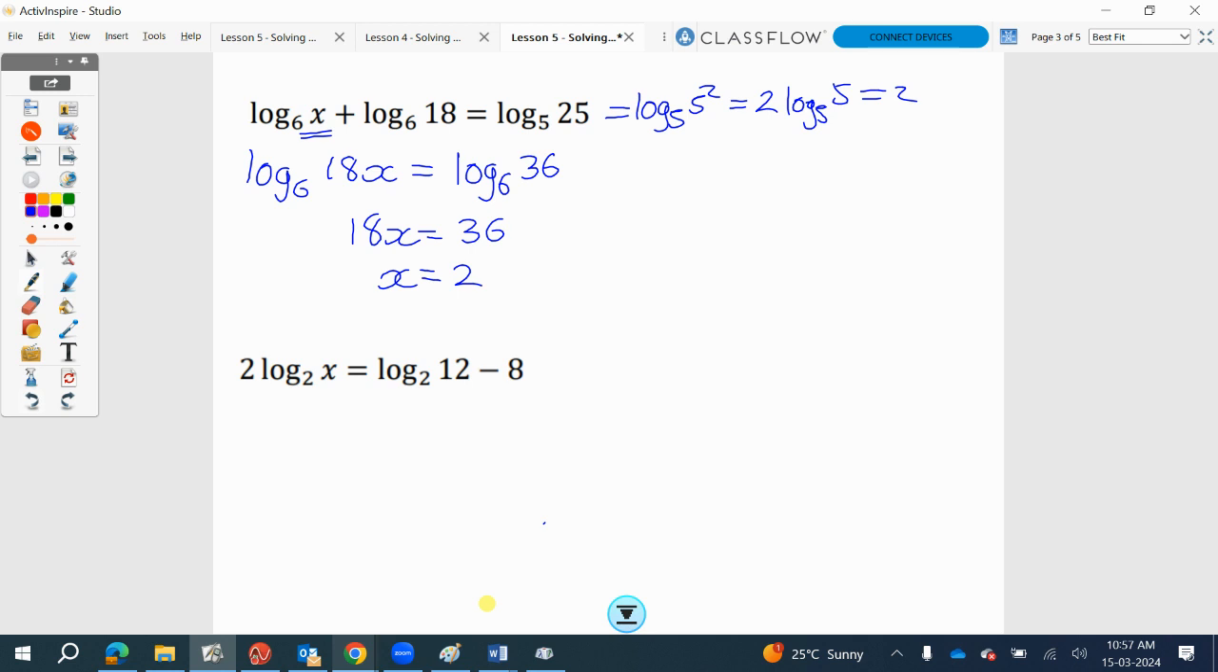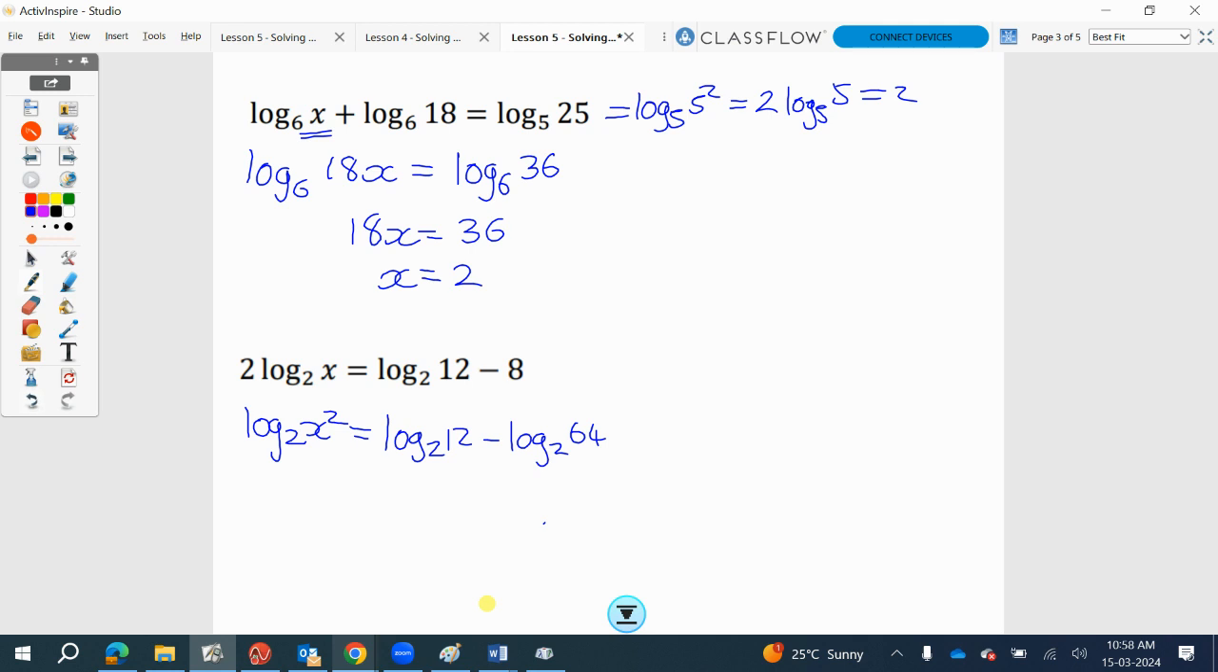So for this one, what am I going to do here? I can bring, using the power rule, log base 2 of x squared on the left-hand side, sorry. And then on the right-hand side, I want to join those two. So I've got log base 2 of 12 minus log base 2 of, well, 8, that would be 64, wasn't it? 2 to the 8 is 64. So I can write it like that.